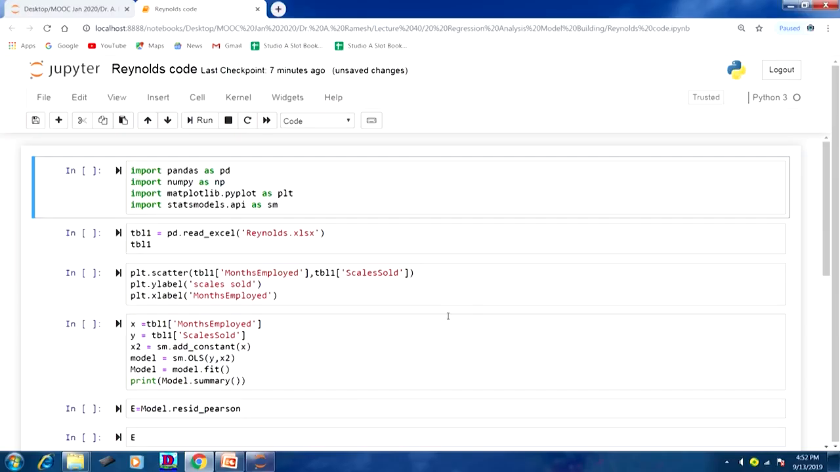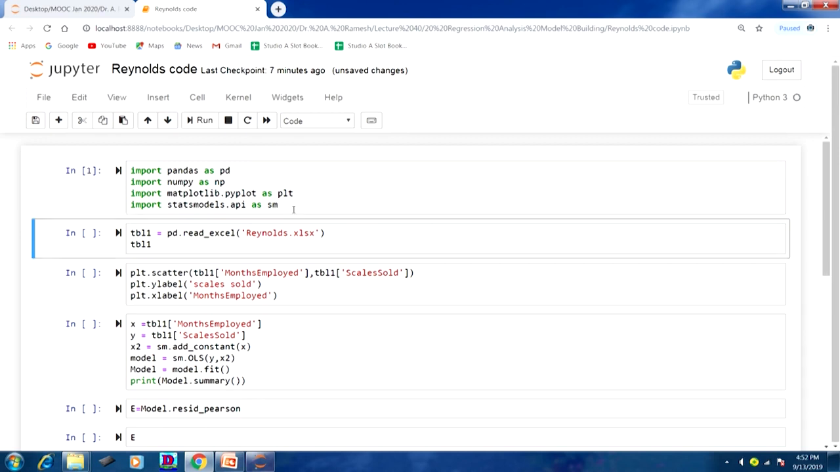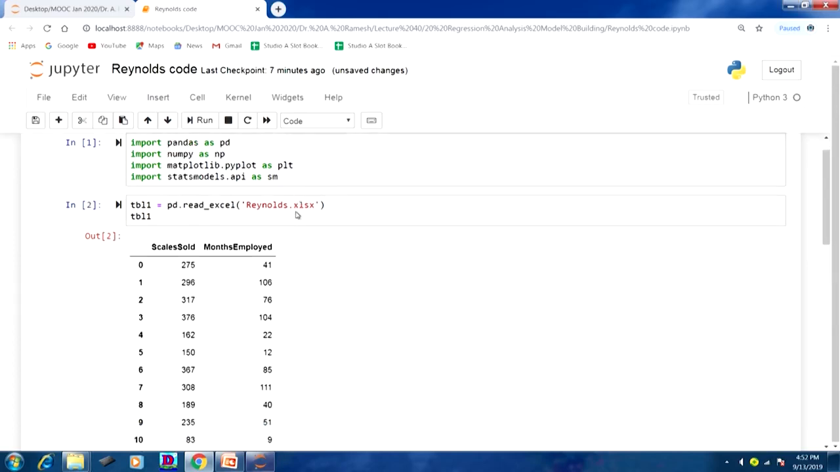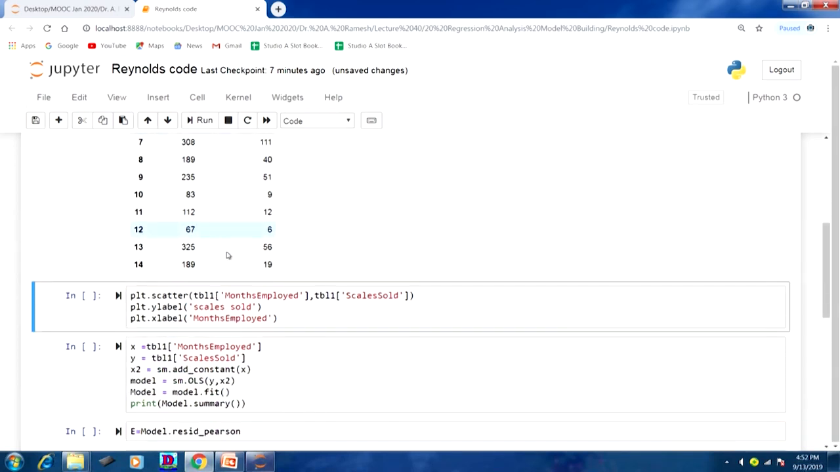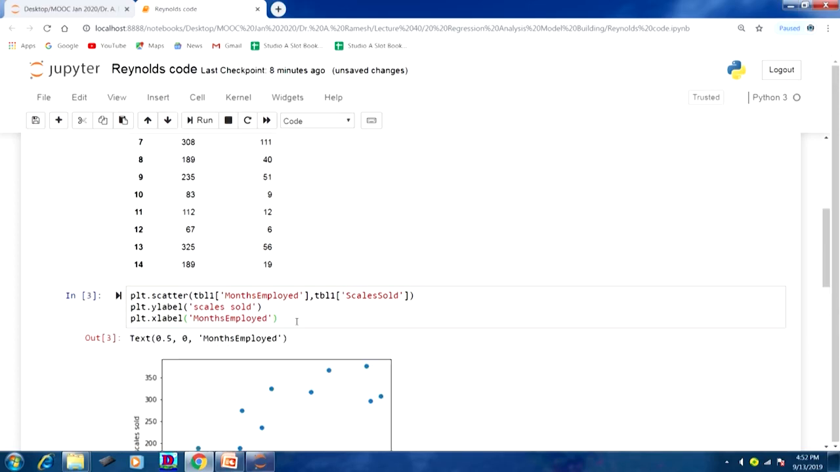Now in the Python environment I will show you how to do the curvilinear relationship. First I have imported the necessary libraries: pandas, numpy, matplotlib, statsmodels. I am running this. Then I am going to import the data which I have stored in an Excel file, the file name is Reynolds. This data shows that months employed is our independent variable, scales sold is our dependent variable. First we will go for a scatter plot between these two variables.